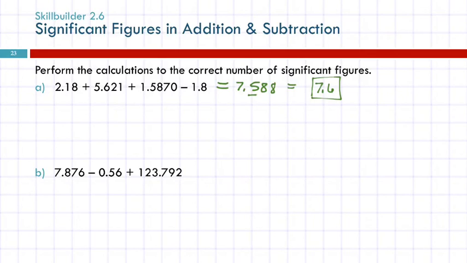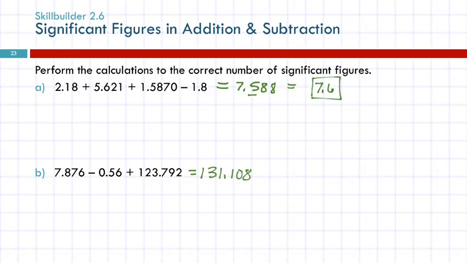That last one, 7.876 minus 0.56 plus 123.792 equals 131.108. If I do it wrong, yell at me.